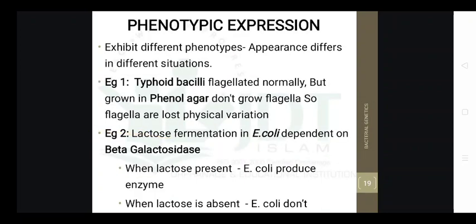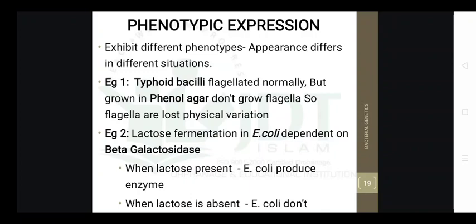Now phenotypic expression. This is the expression of phenotype in different situations. Okay, the changes that occur as the environment changes are what we call phenotypic expressions. Examples: typhoid bacillus is normally flagellated, but if you grow this typhoid bacillus in phenol agar, it does not grow flagellae. So flagellae are lost in phenotypic variation.